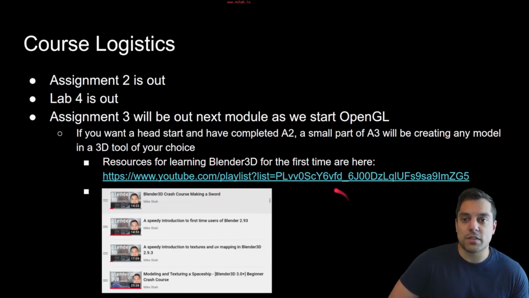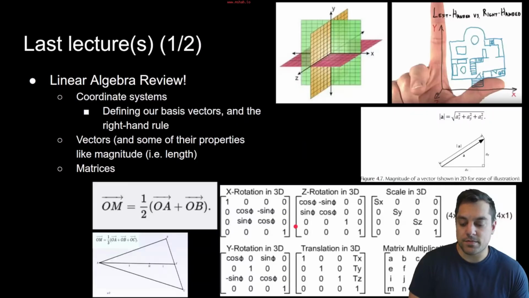But again, if you just want to get ahead or do a little peek at assignment 3 once you finish assignment 2, your goal is to create a 3D model in Blender 3D, or you're welcome to use any other 3D software if you like, Maya, 3ds Max, ZBrush, etc.